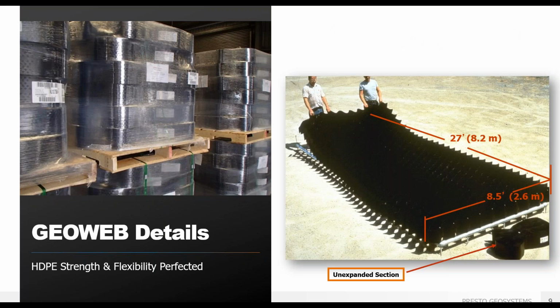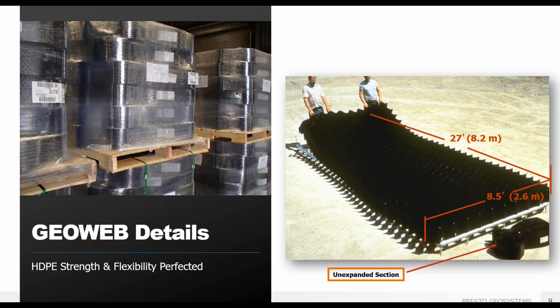Here you can see a typical panel. It comes tri-folded on a pallet. Typically ships anywhere from 12 to 20 sections on a pallet. Ships very efficiently. Usually you get about 44 pallets on a typical truck, a 53-foot van. So you're shipping 100,000 square feet of material plus. So it really does ship very efficiently.